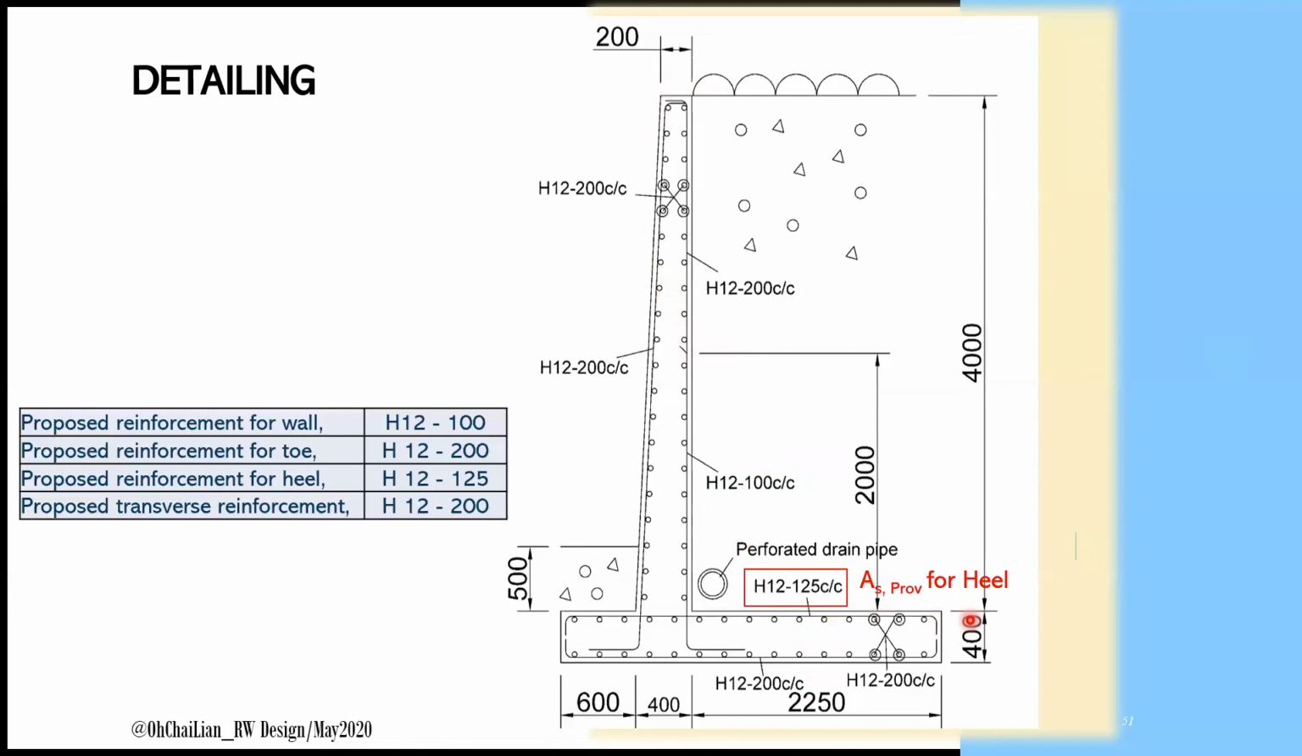Next, the other side of the wall, which is not subjected to any tension, AS minimum or H12-200 center to center can be applied here. AS minimum shall also be applied for the transverse reinforcements for wall and the base. To protect the system from water pressure, the drain pipe and weep holes can also be provided.